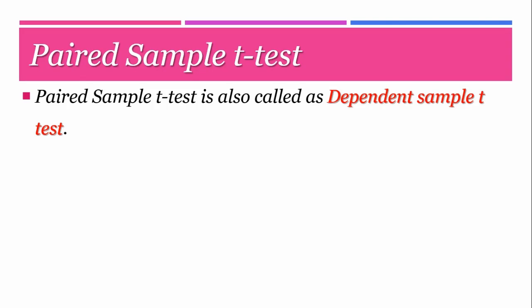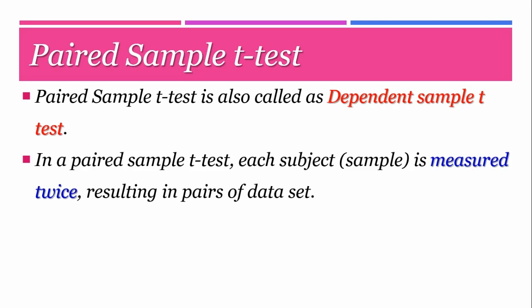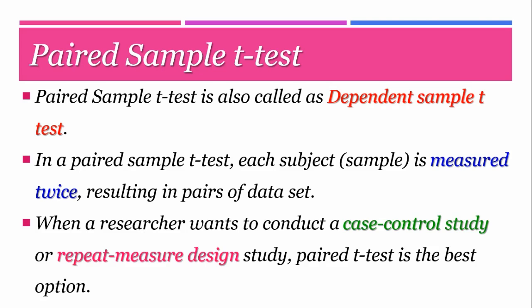The one thing which we need to remember is that the sample parameter which is included in the study is measured twice, which will give us a pair of data sets. Before and after type of study is conducted using paired sample t-test. It simply means that the same sample population data is measured before the treatment and after the treatment, and then the difference of effect of treatment will be measured using this type of study.